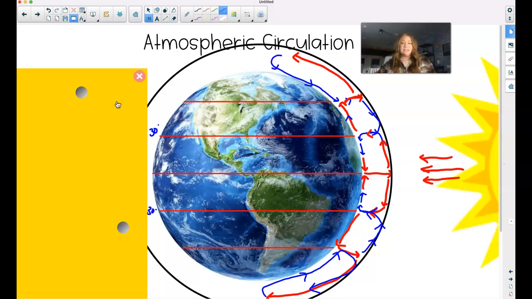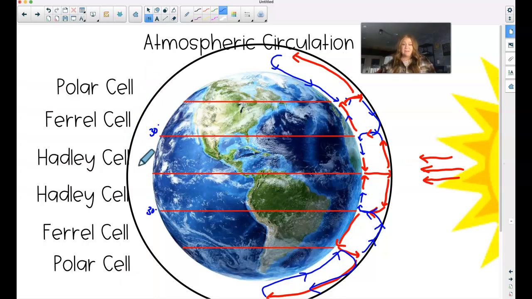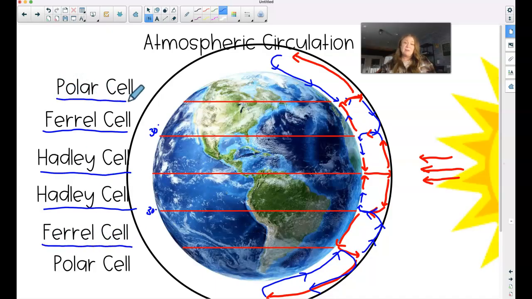So there is that. So these actually have a name. These two right around the equator are called Hadley cells. And that's just who first discovered them, somebody named Hadley. Then we've got right here the Ferrel cells, and then up by the polar caps, those ones are easy to remember, the polar cells.